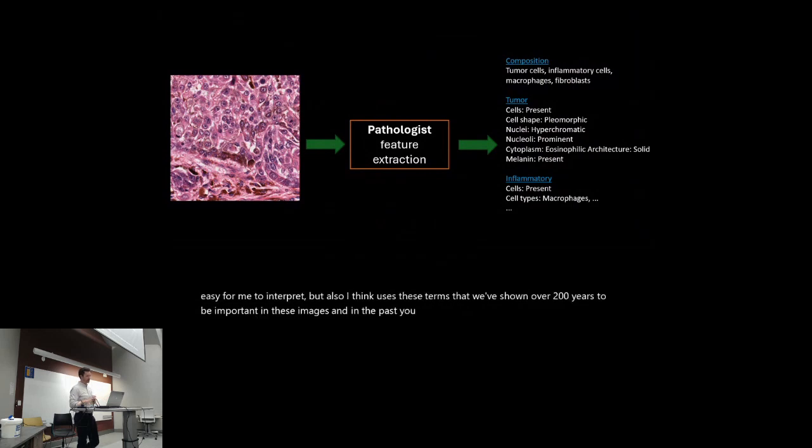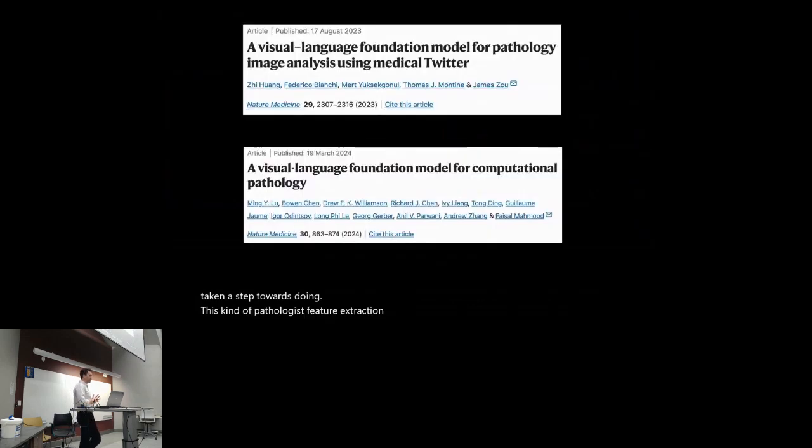And in the past 6 months to a year, I think we've taken a step towards doing this kind of pathologist feature extraction. There are 2 papers in Nature Medicine, one from my group in Boston, that sort of takes the first crack at doing this sort of thing. Both these papers are very similar. We just get our data from different places. The top paper from James Zou's group at Stanford uses Twitter, or I guess maybe it's called X today, to get paired image and text data. And we use pathology textbooks and PubMed articles.